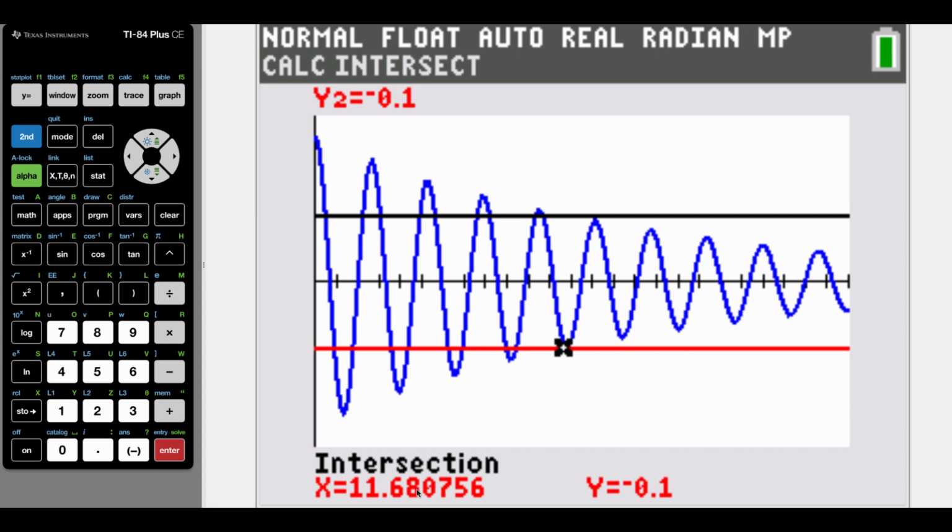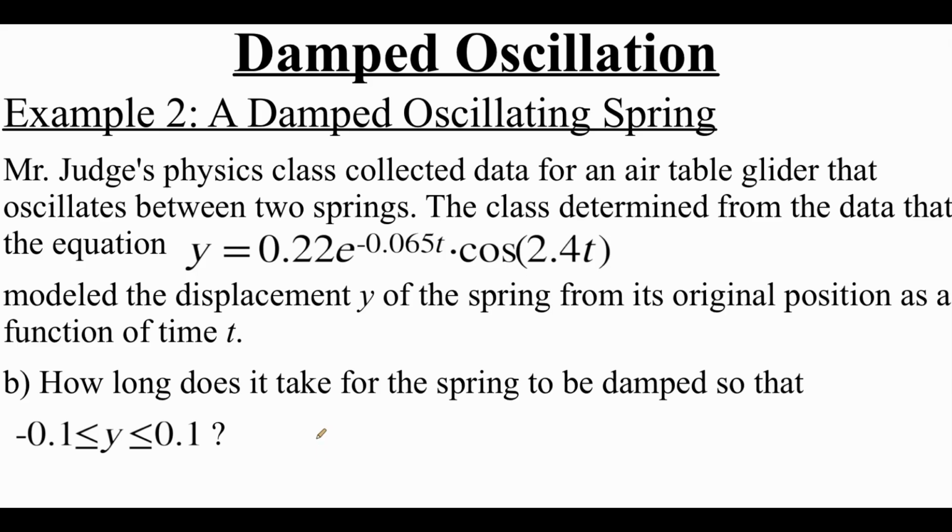So after 11.68 seconds, then our oscillation will be between that 0.1 and that negative 0.1 that we were looking for. So he said that it would take approximately 11.68 seconds to be damped so that our height is between the negative 0.1 and the positive 0.1.